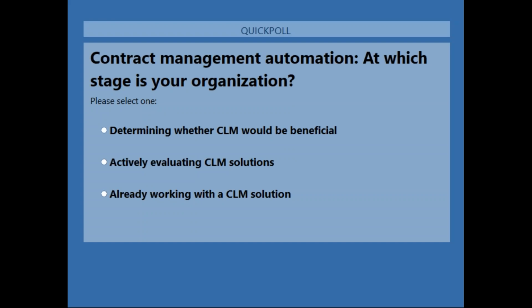We're asking, where are you in terms of maturity and stage within the organization for contract management automation? A, are you determining whether contract lifecycle management would be beneficial? Are you B, actively evaluating CLM solutions today? Or C, have you already started with a CLM solution and are simply looking to understand how to promote the value of that within your organization? So we'll leave polling open for about 15 seconds, which sounds short, but really isn't. And we'll give folks a chance to make some selections, and we'll see what the result may be.